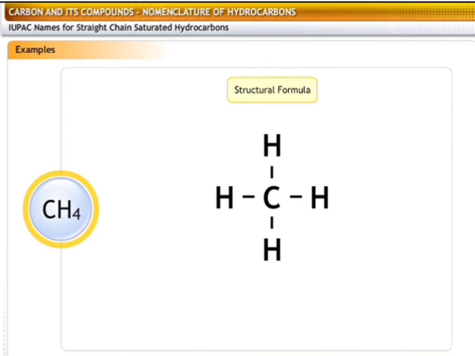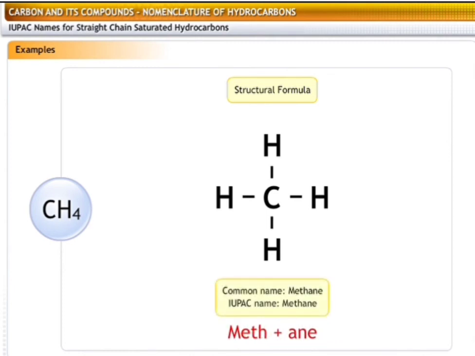The compound CH4 contains 1 carbon atom, so the root is meth. It is a saturated hydrocarbon, that is, the carbon atom is bound to 4 hydrogen atoms by a single bond. There are no double or triple bonds. Hence, this compound is an alkane. The IUPAC name is a combination of meth and ane, which becomes methane.